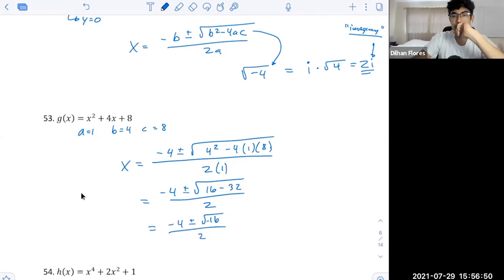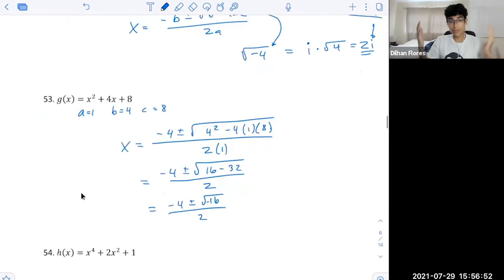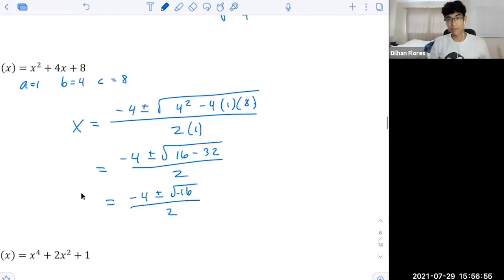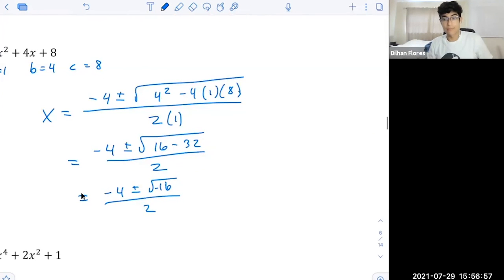So, guys, the square root of 16 minus 32 is going to give you -16 all over 2. Okay, and look at that. We have a negative under the radical, right? Negative in the square root. So what are we doing? What are we doing to that? How are we fixing that?